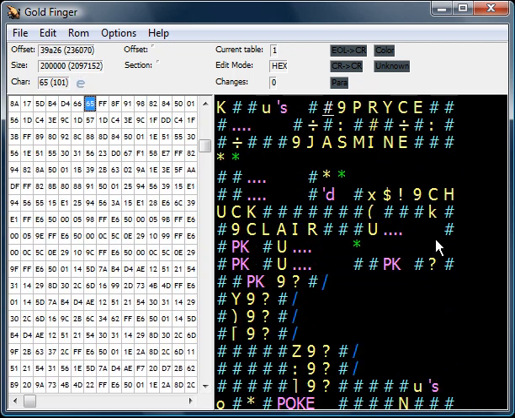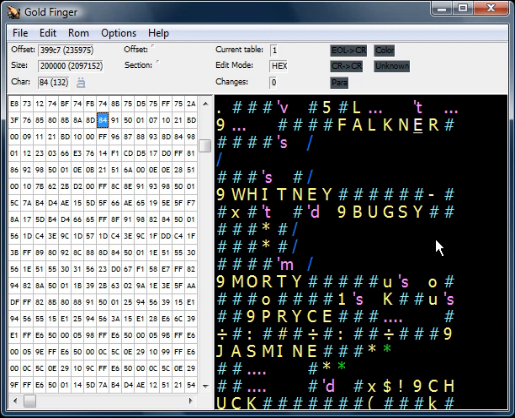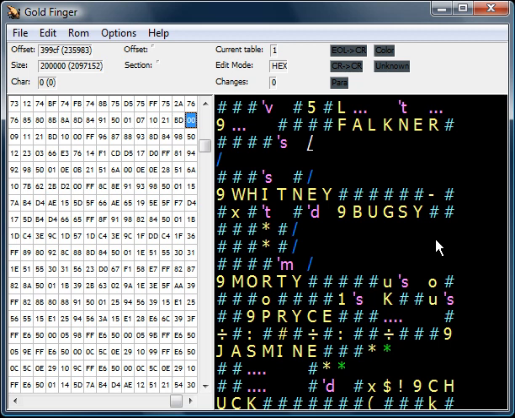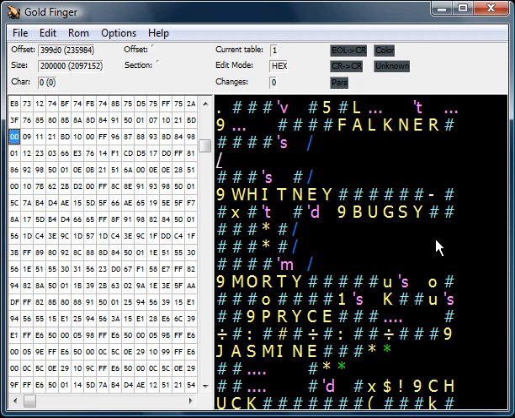And Falkner had 01 as his trainer type, as this byte here. After 01, the data for each Pokemon is the size of 6 bytes. First byte is the level of the first Pokemon, the second byte is the number of the first Pokemon, and the following 4 bytes are the moves that the current Pokemon knows. 21 is Tackle, BD is Mud-Slap, 00 stands for No Move, and another No Move.